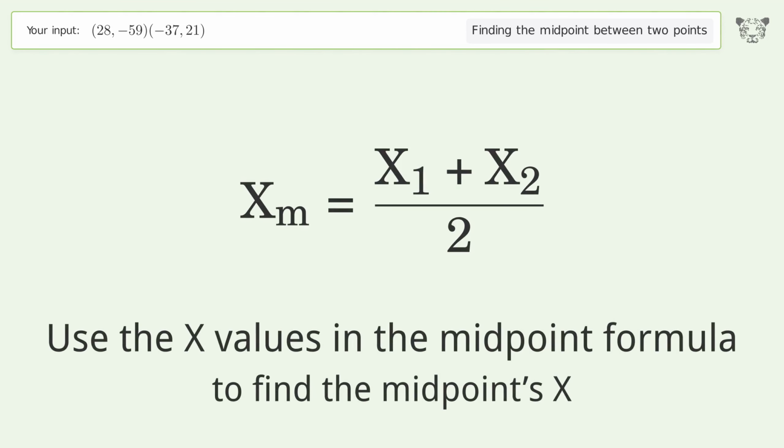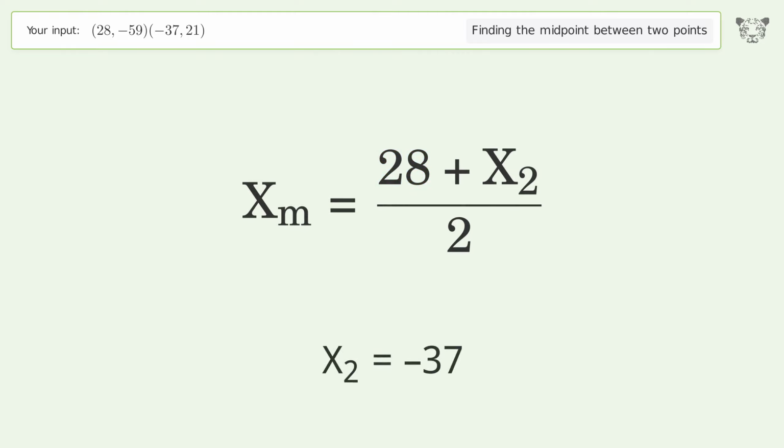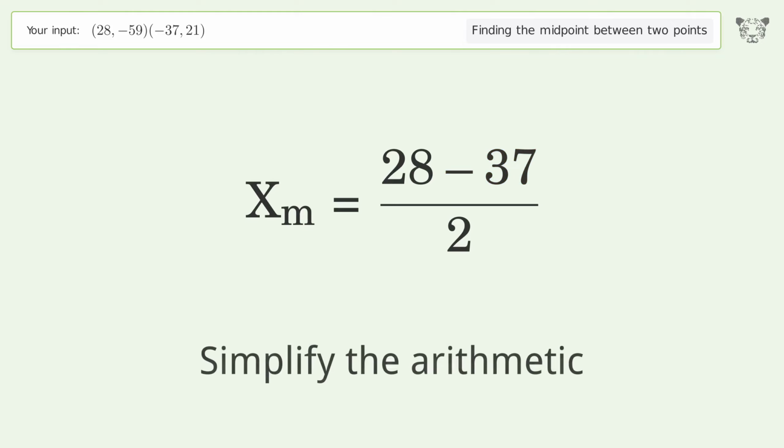Use the x values in the midpoint formula to find the midpoints x. x1 equals 28. x2 equals -37. Simplify the arithmetic.